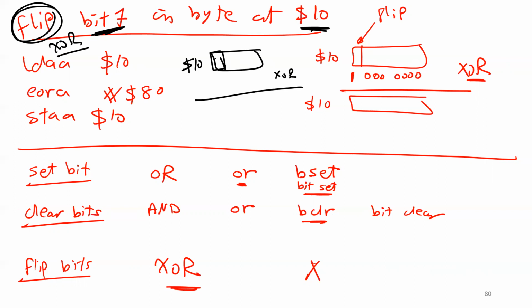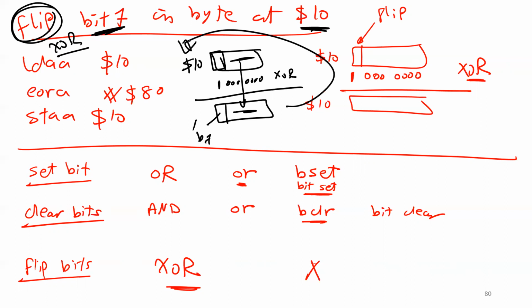But the way I'm going to do it, I want to flip this bit, so I'm going to put 1 here. I don't want to change these bits, so I'm going to put zeros. Why? Because that's how XOR works. So what I'm going to get here, guys, the same bits here are going to come here, and then this bit is going to be flipped. So it's going to be B7 flipped, right? And then I'm going to put it back in memory location number 10.